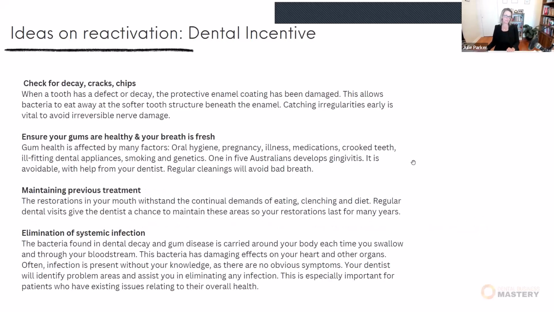From a dental incentive perspective, the sort of things to talk about are things that are relevant to the patient. You'll have 100 reasons why patients should return for a dental reason. However, bring that down to reasons that are really relevant. What's in it for me? Relevant for that particular patient. So allow them to understand that we're checking for decay, cracks and chips. We want to catch things nice and early to avoid irreversible nerve damage.